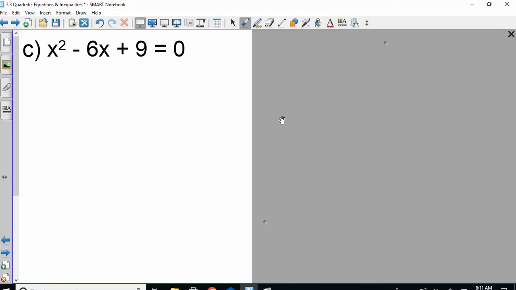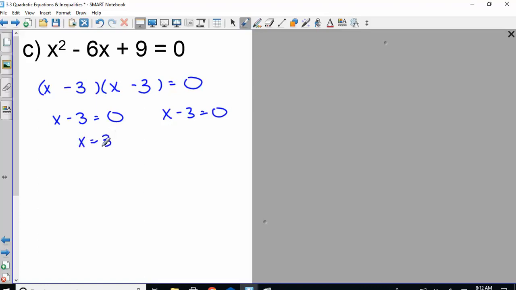We can do the easy method here. It's already equal to 0, so we don't have to do anything there. There's no greatest common factor. Because it is a 1x squared, we can just go straight to the parentheses. So x squared breaks into x. So what two numbers multiply to positive 9 and add to negative 6? Negative 3 and negative 3. Alright, so if you set those equal to 0, it's the same thing, right? So we just get 3 twice.